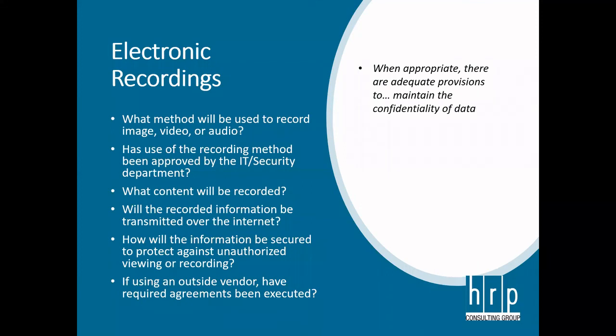And finally, electronic recordings, another way to collect data remotely. The IRB submission should describe the methods that will be used to record images, video, or audio, and whether use of the recording method has been approved by the IT security department. Perhaps you have a HIPAA compliant Zoom or something like that that's more secure for having informed consent or research discussions with subjects to collect data.